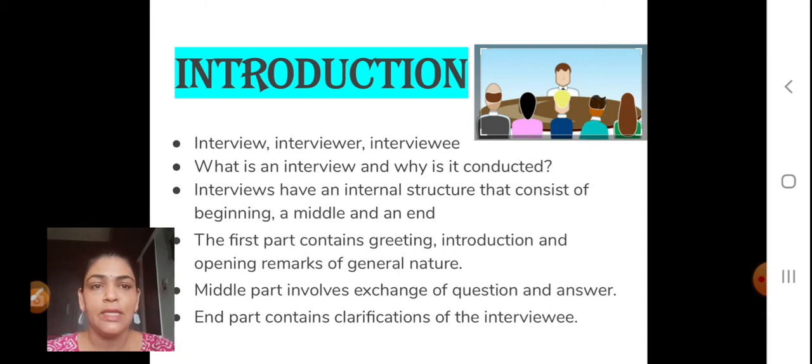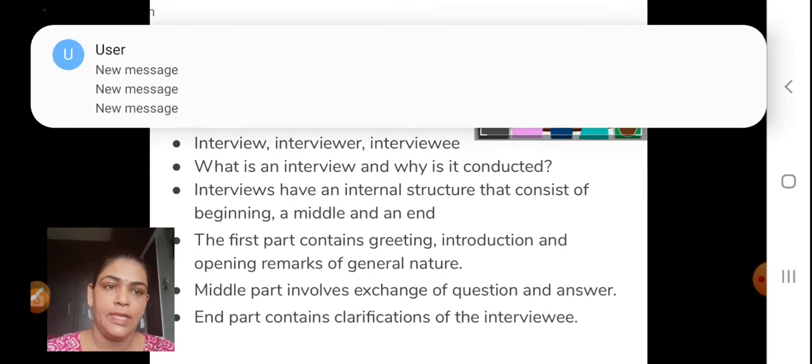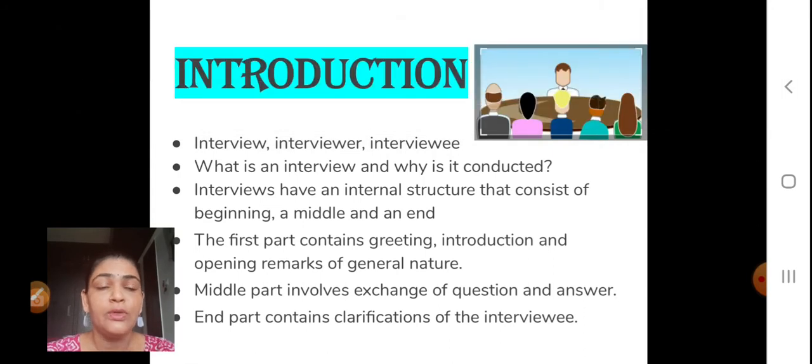Now, like all stories, novels, movies that you might have seen, interviews also have a threefold structure, with a beginning, which contains greeting, introduction, and opening remark of a general nature. Greeting can be formal, like good morning, good afternoon, good evening, namaskar. All these greetings are accepted as formal greetings for the interview. Then you have to introduce yourself, so be ready with your introduction and some kind of opening remarks which may be of general nature, not related to education, knowledge, or the post that you are there to interview for. So that is the beginning of an interview.